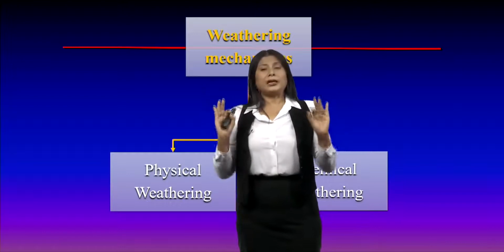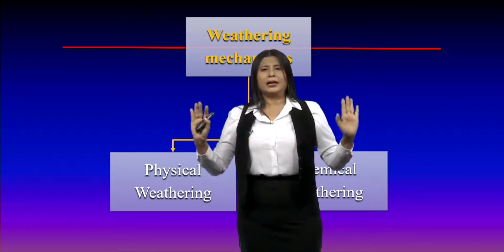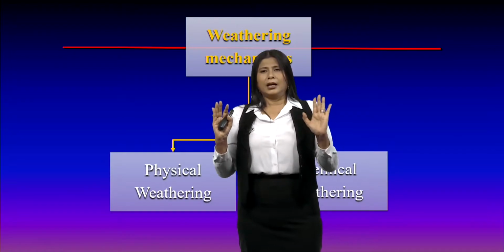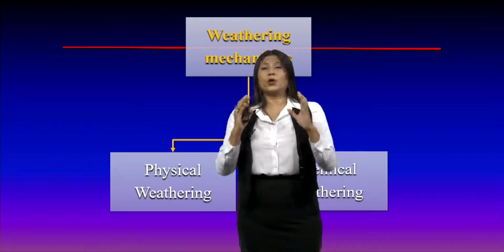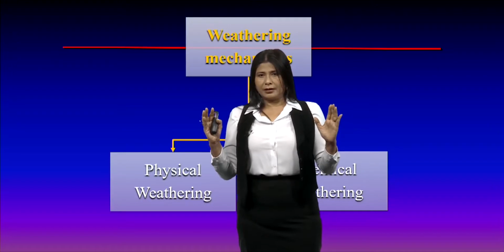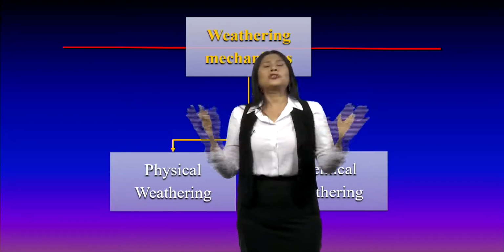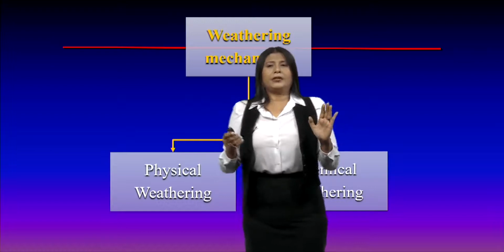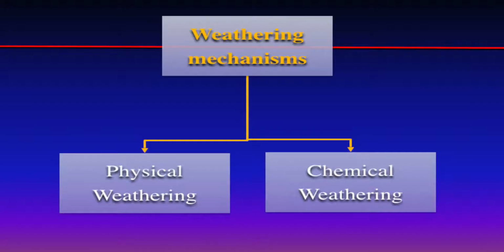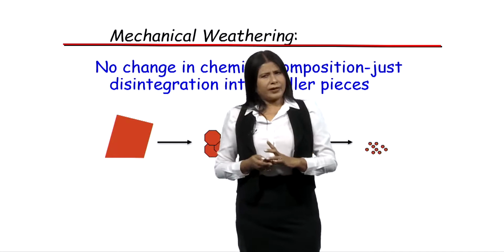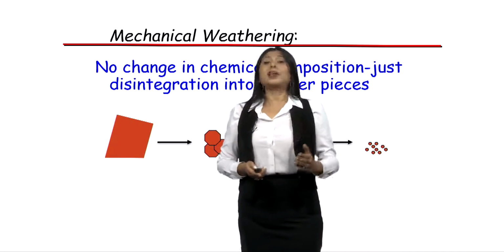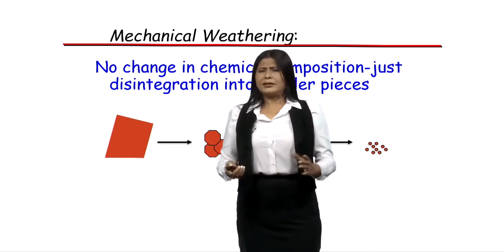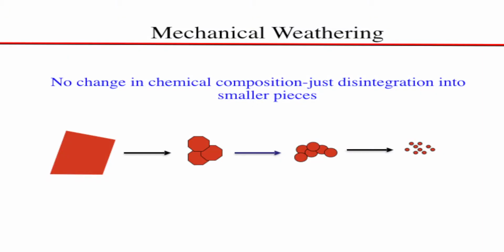So, I will be repeating it once again. Weathering is softening and breaking of the rock standing in situ, which has not moved from this place at all. There are two types of weathering. One is called physical weathering, the other is called chemical weathering. Physical weathering is also called mechanical weathering.